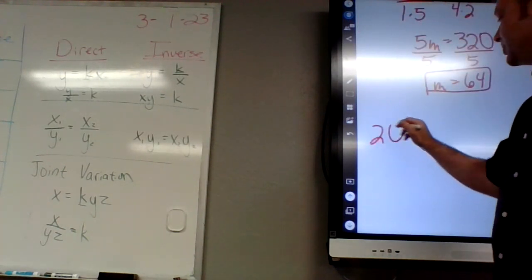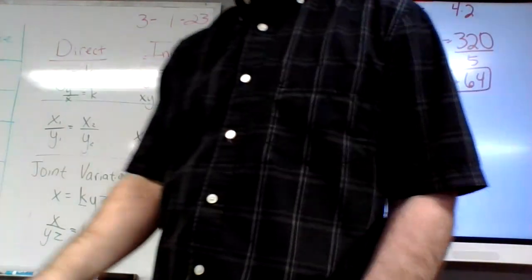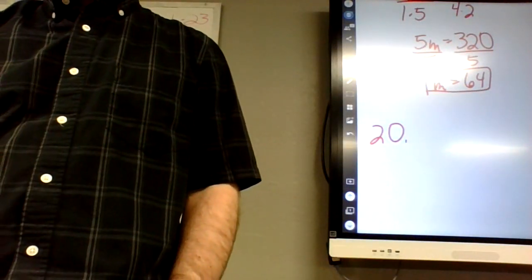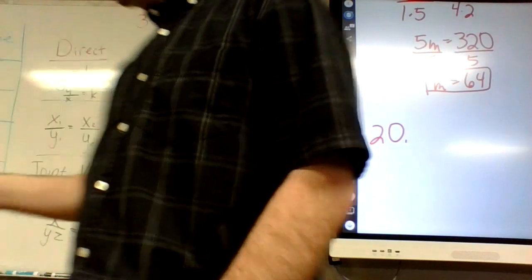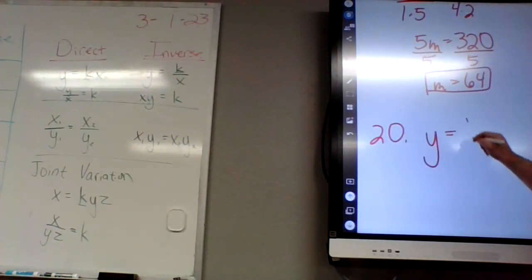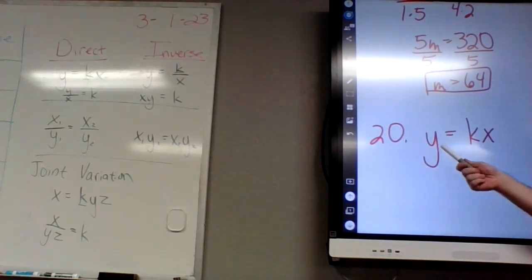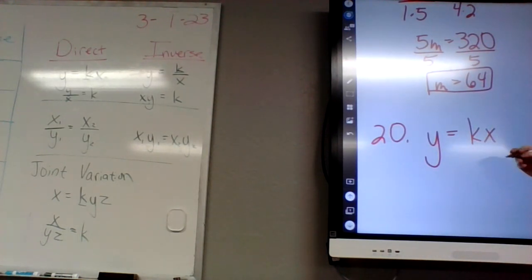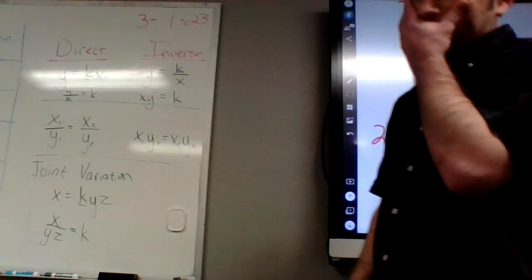Let me help you guys set up 20 because it's a little bit weird. It says it varies directly as x and inversely as z. So y varies directly as x, looks like that. But inversely as z basically means the z is below the y, it's on the bottom. So the directly is kind of like directly across from the y, and the z is inverse, so it's flipped. That's kind of how you set up 20.